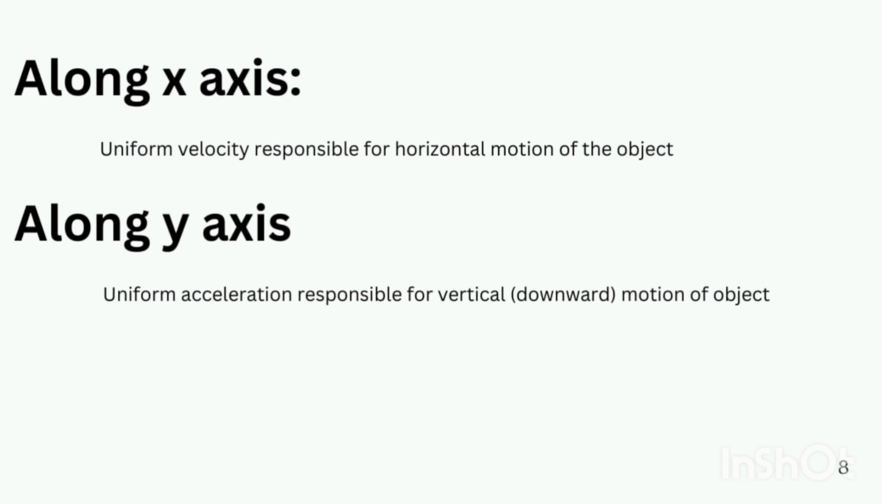If you talk about the horizontal and the vertical motion, there are two things responsible for each type of motion. The first one is the uniform velocity, which is responsible for the horizontal motion of the object, or the motion of the object along the x-axis. And the second thing is the uniform acceleration, and this is what makes the vertical motion of the object, or the motion of the object along the y-axis.